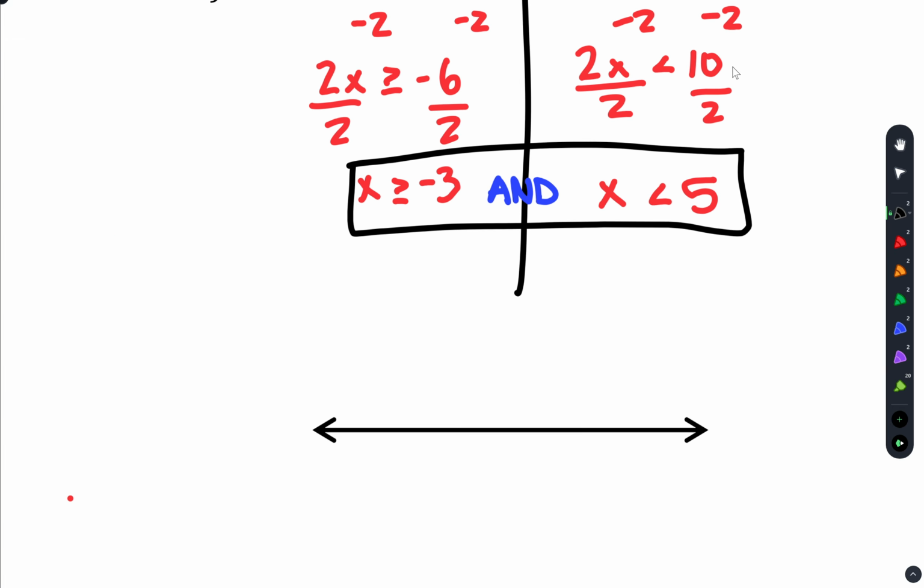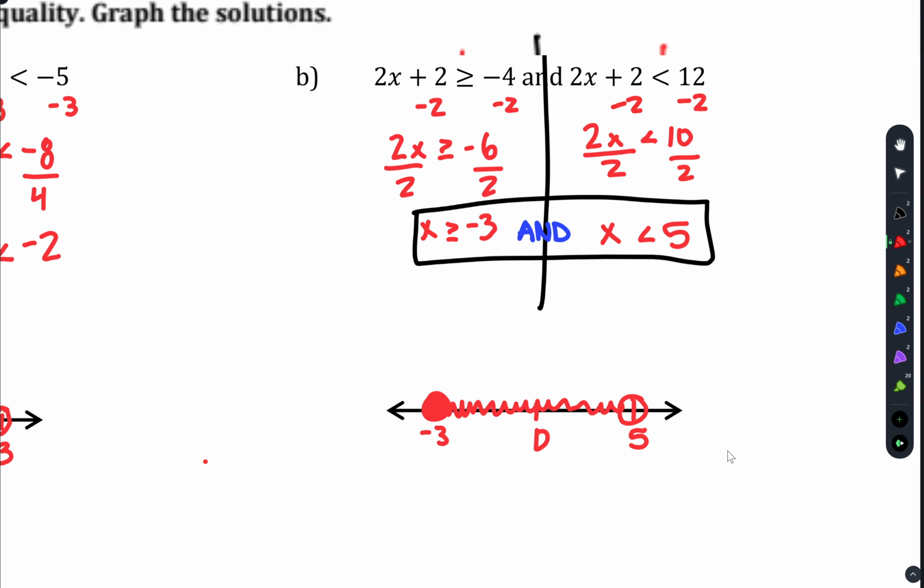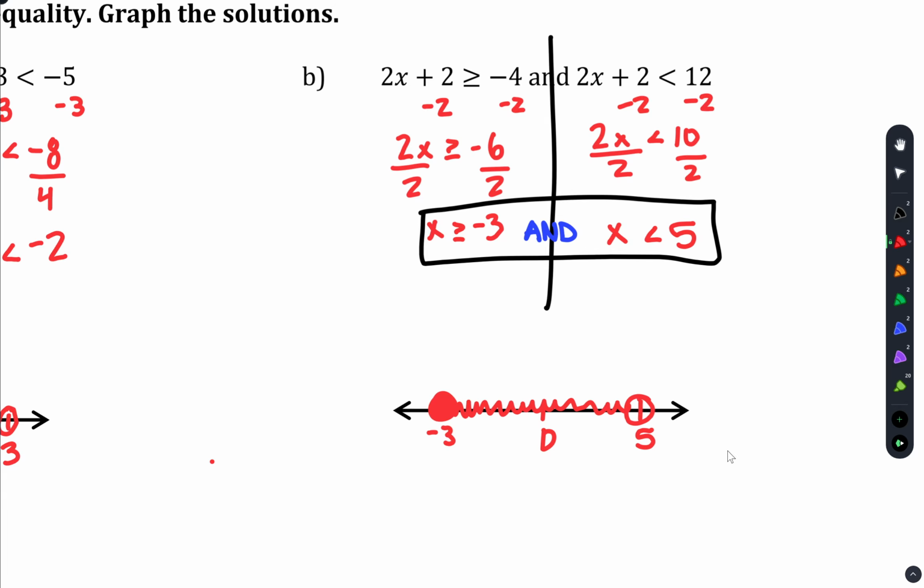So let's graph. I'm going to put my smaller number on the left, my larger number on the right. Can somebody pick a number in the middle? Perfect. Open or close circles here? Closed and open. Which one's closed? The one on the left is closed. The one on the right is open. Which way are we facing? Arrows point towards each other because I'm looking at an and problem, so I can shade in the middle. Any questions on that? Okay, now I'm going to show you something a little bit weird.